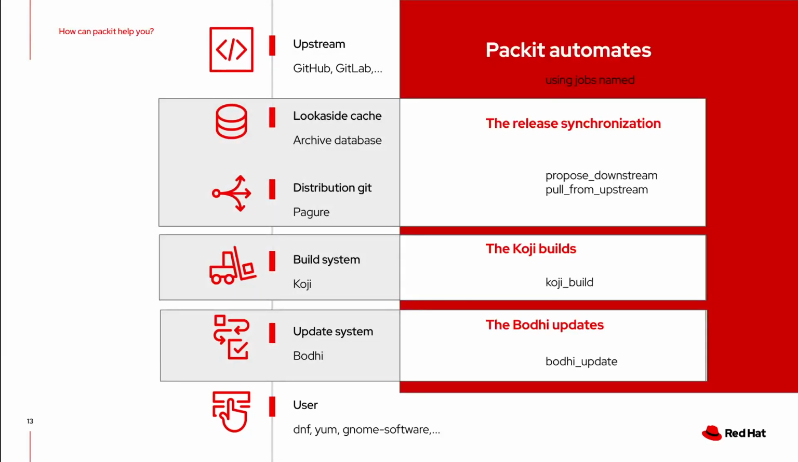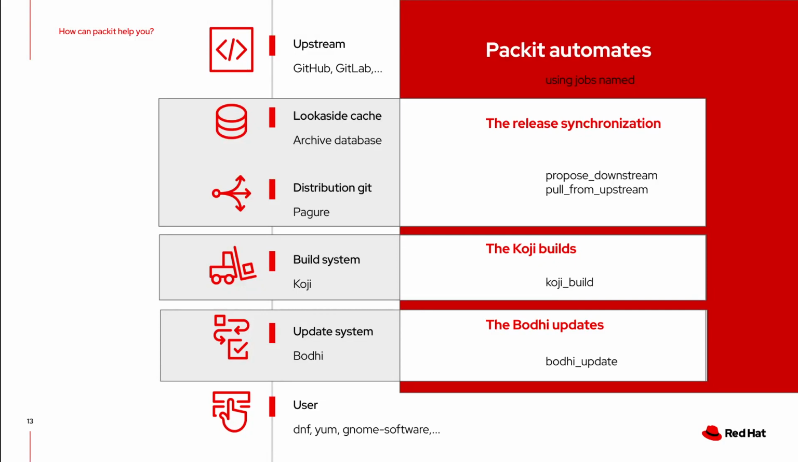Packit can create a distribution Git pull request as soon as a new upstream version is released, with all the changes in the metadata and in the look-aside cache needed to build the new package. This work can be done by two different package jobs, propose downstream or pull from upstream. You need to choose one of them and add it to your package configuration.